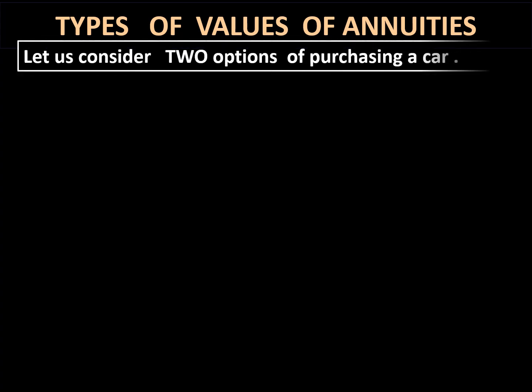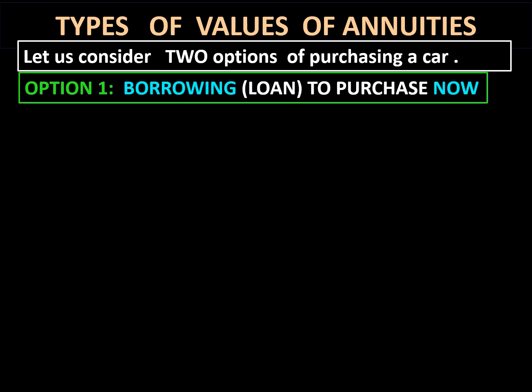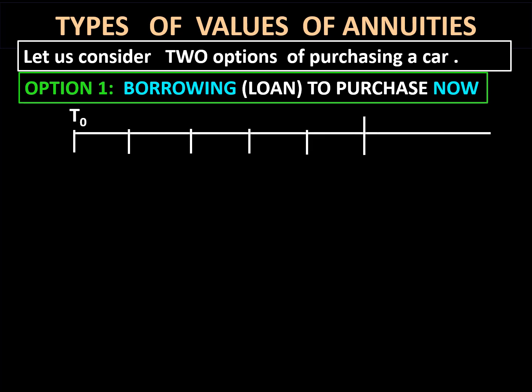There are 2 values of annuities. To look at this, we're going to consider 2 options of purchasing a car. The one option would be borrowing. Otherwise, you don't have the money, so you take out a loan and you purchase the car now. So let's say we have a scenario. You take out the loan, and that will be at T0, and then after that you make your regular payments, 5, and you can continue 6, 7.